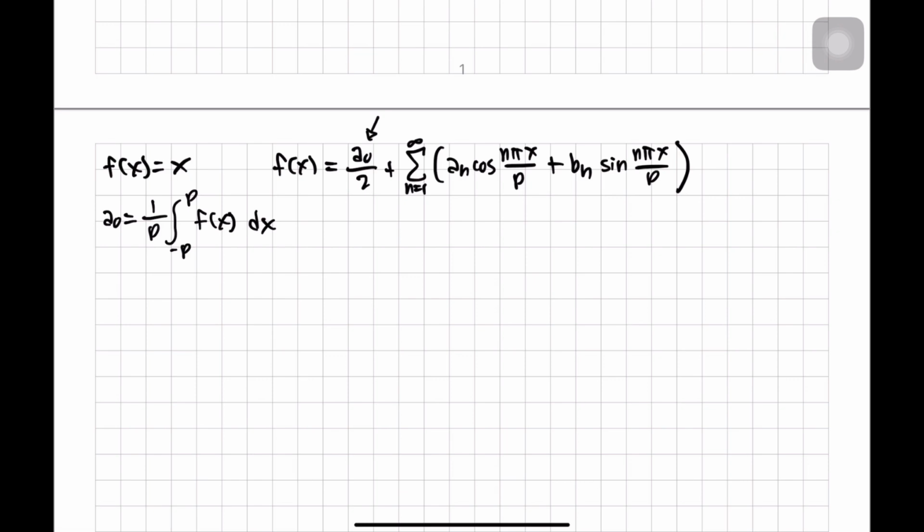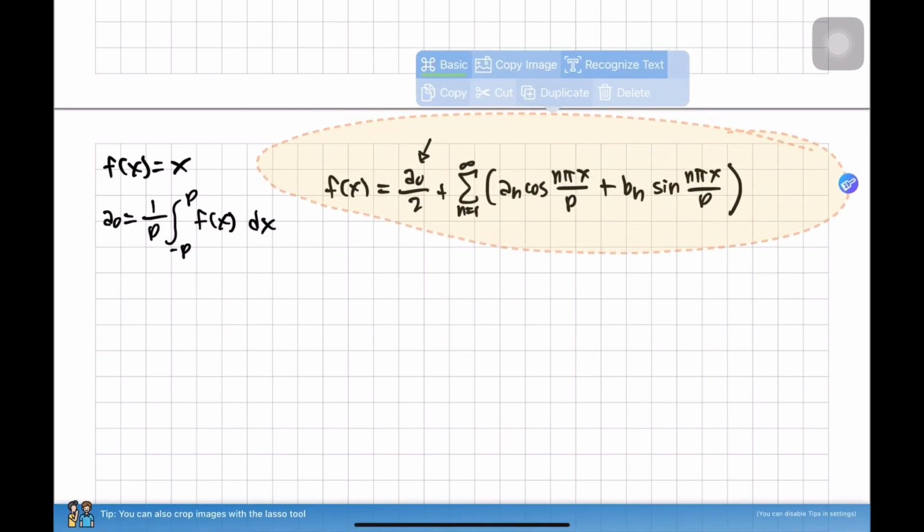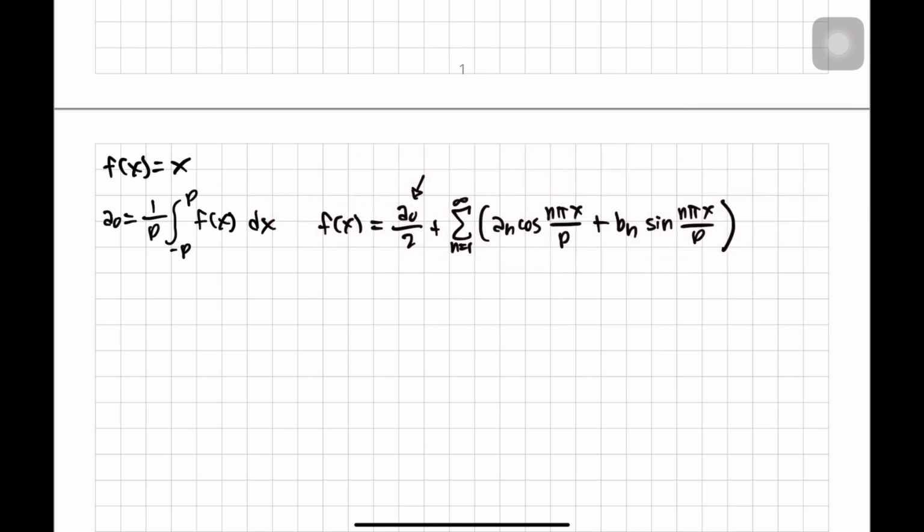By the way, we need to define the boundaries of the function, which I forgot: the interval is negative 2 is less than x, x is less than 2, right? So p here is the highest limit in the function, which is 2. So that's our p. So a sub 0 is equal to 1 over 2 times the integral from negative 2 to 2 of f of x, which is x, dx, right?